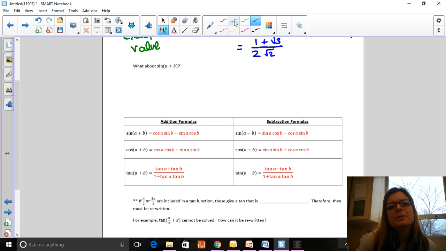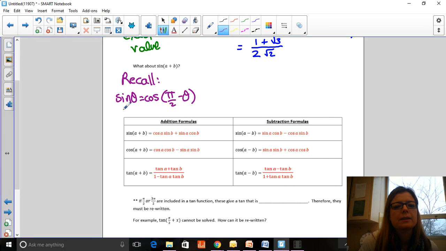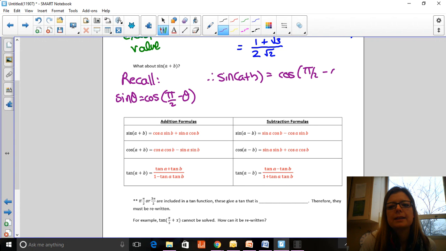Okay, so what about sine A plus B? So we're just going to quickly develop one more of these, so I'm not just giving them all to you. Well, recall from cofunction identities that sine theta is equal to cos of pi over 2 minus theta. Okay, that's a cofunction identity. We learned it in the last note. So therefore, the sine of A plus B is equal to the cos of pi over 2 minus A plus B.